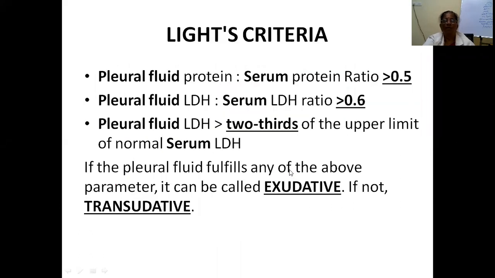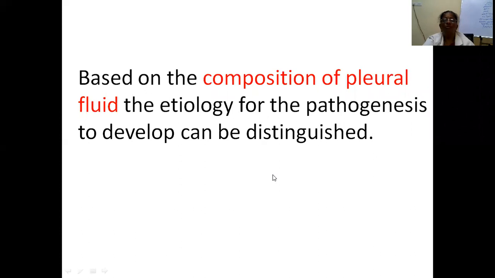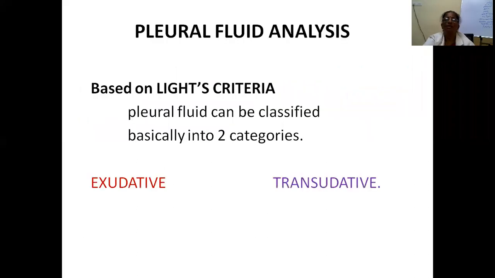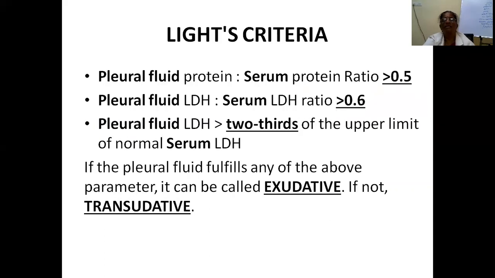So, what is the composition of pleural fluid? Based on the composition of pleural fluid, the etiology for the pathogenesis will be distinguished. So, Light's criteria. What is Light's criteria? Fluid can be exudate or transudate. You know what is exudate and what is transudate. So, pleural fluid can be exudate and transudate. So, basing on the Light's criteria, we have to differentiate between exudate and transudate.